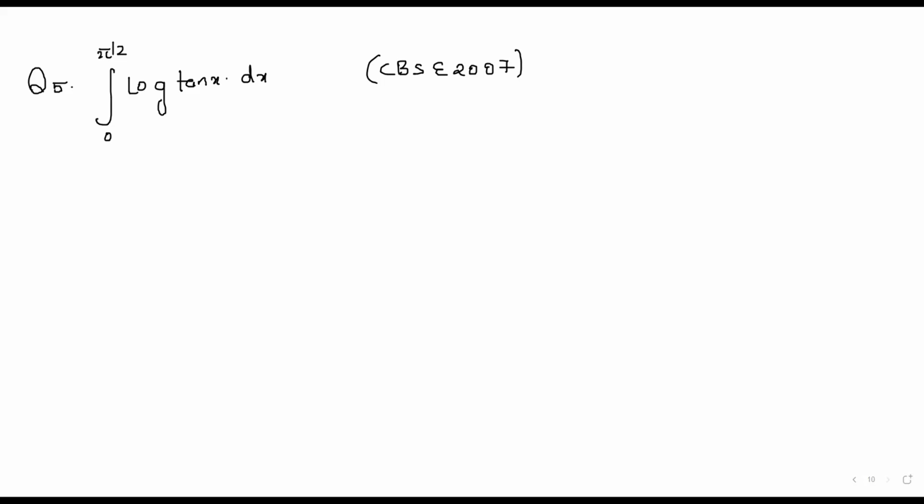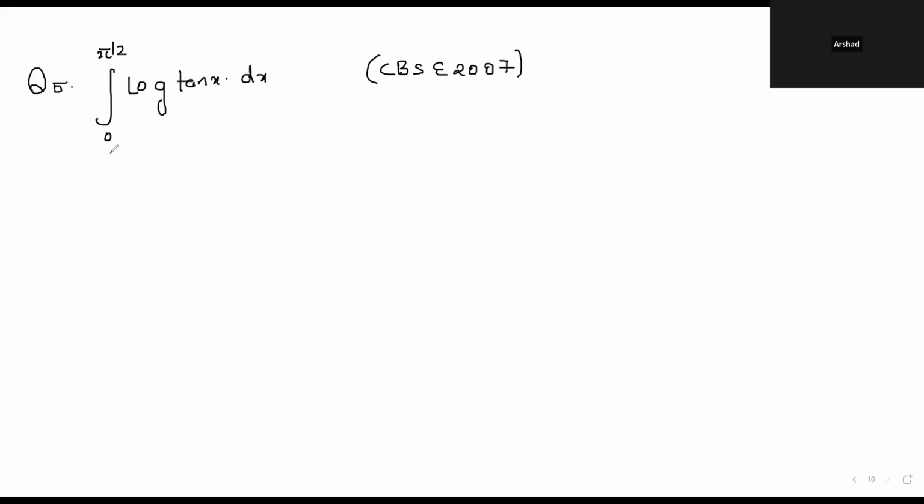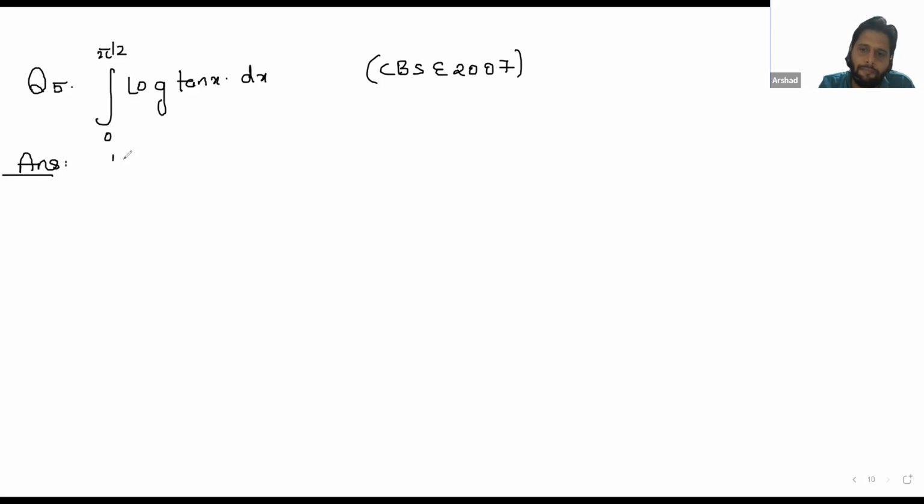Nabil and Josefa, is it done? Please do it this way. Let I is equal to integral 0 to pi by 2 log tan x dx. This is a very simple question. Again apply the same property and add 1 into it. Let this be 1.